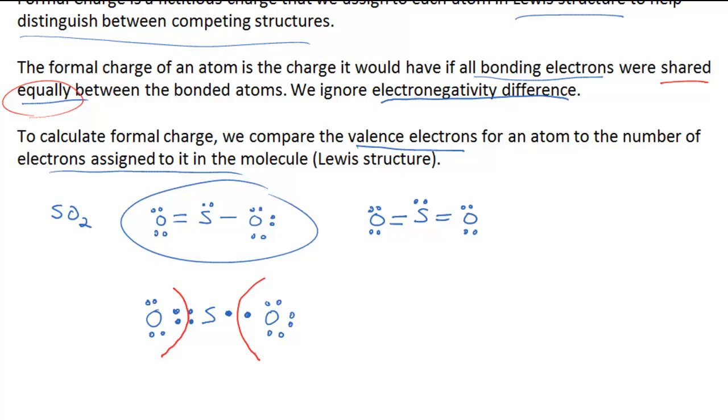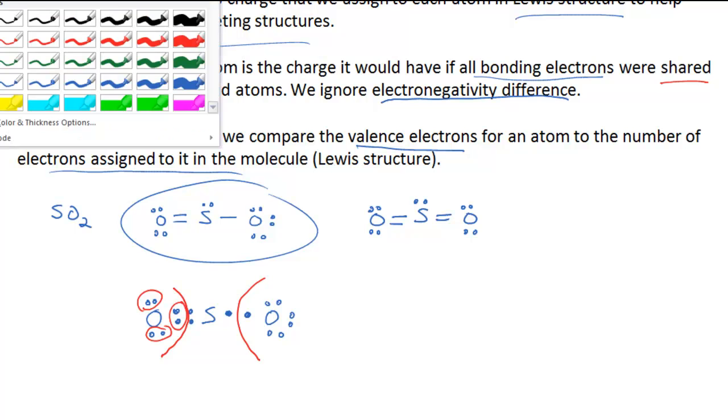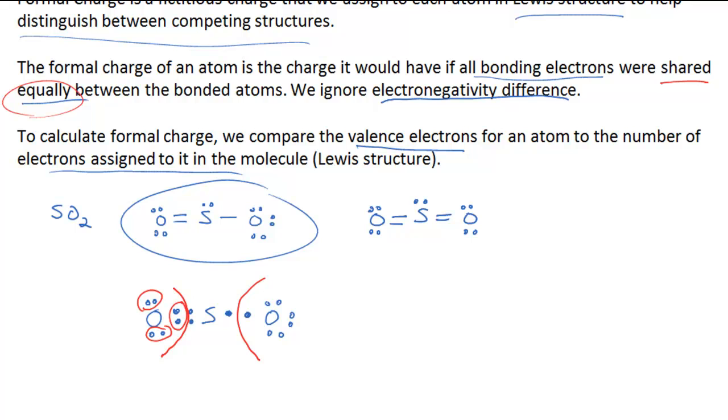All right. Now, what we're going to do is count, say for oxygen here, the electrons around that oxygen. And we're going to count 6. And we're going to compare that to its normal valence. Okay, so look at oxygen in a periodic table. It's in group 6, so it has 6 valence electrons.